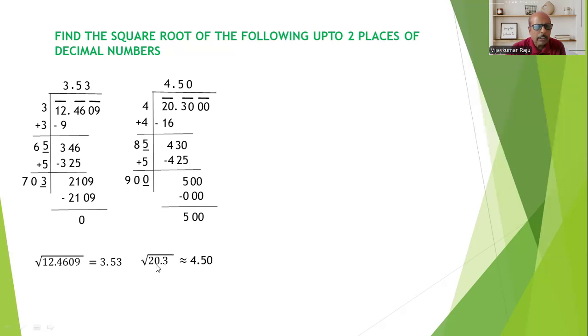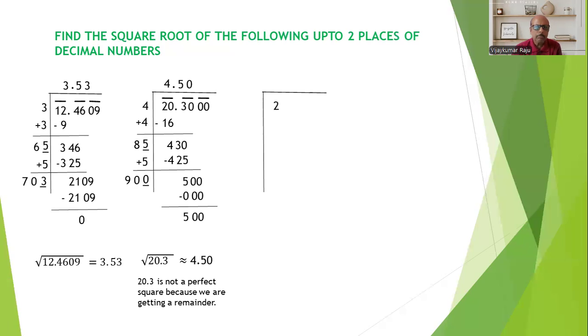So here I say the square root of 20.3 is approximately equal to 4.50. It is not a perfect square because we are still getting a remainder. Clear? Now, instead of taking a decimal, I'll take a single digit number. Let me take 2.